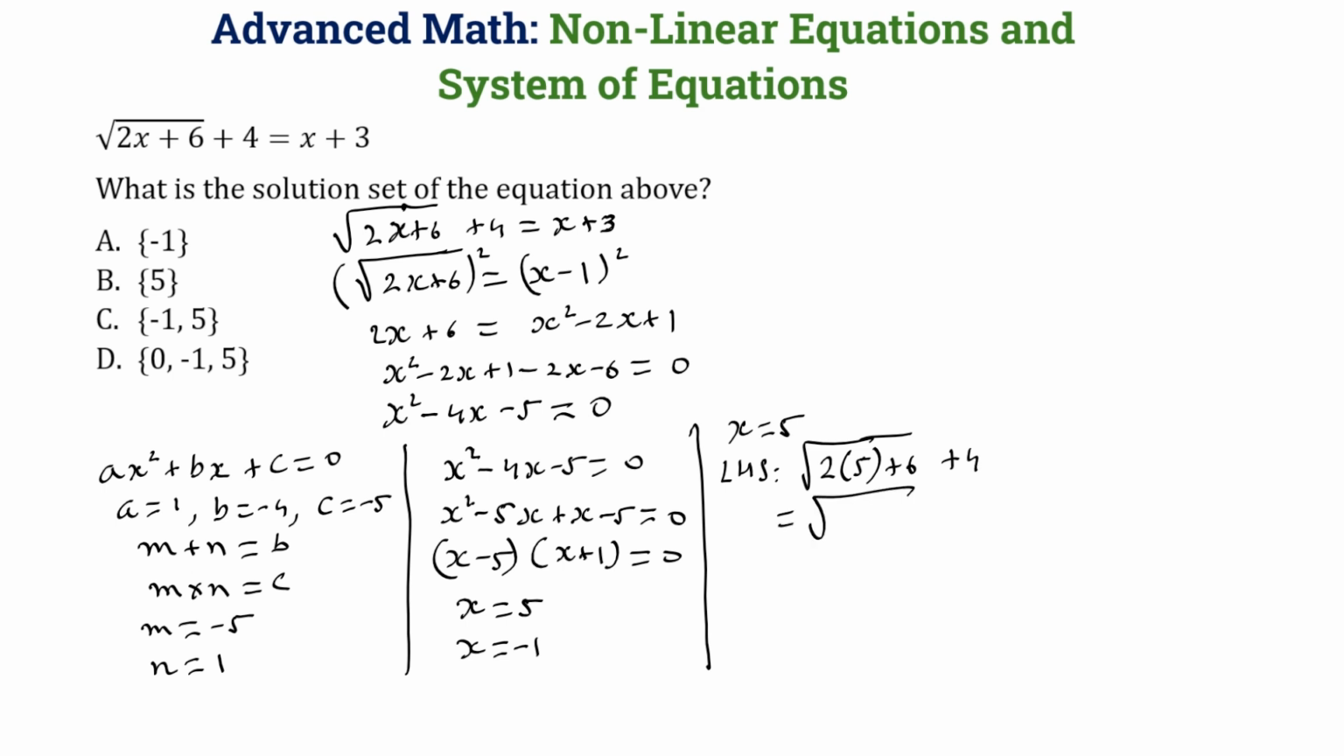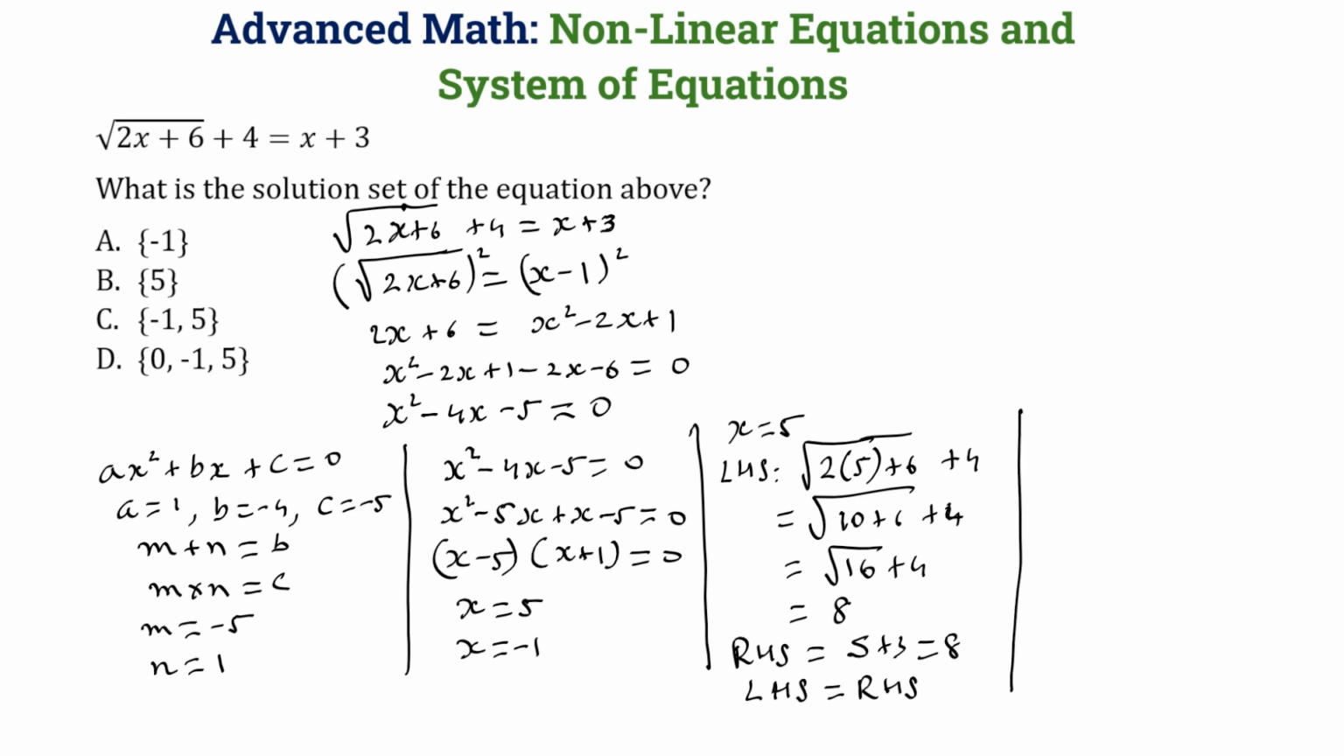which makes it square root of 10 plus 6 plus 4, which means it's going to be square root of 16 plus 4, which is going to be equal to 8. While our right hand side is going to be equal to 5 plus 3, which is 8. So our LHS, left hand side, is equal to right hand side. So this equation satisfies. The next one is x equals -1.